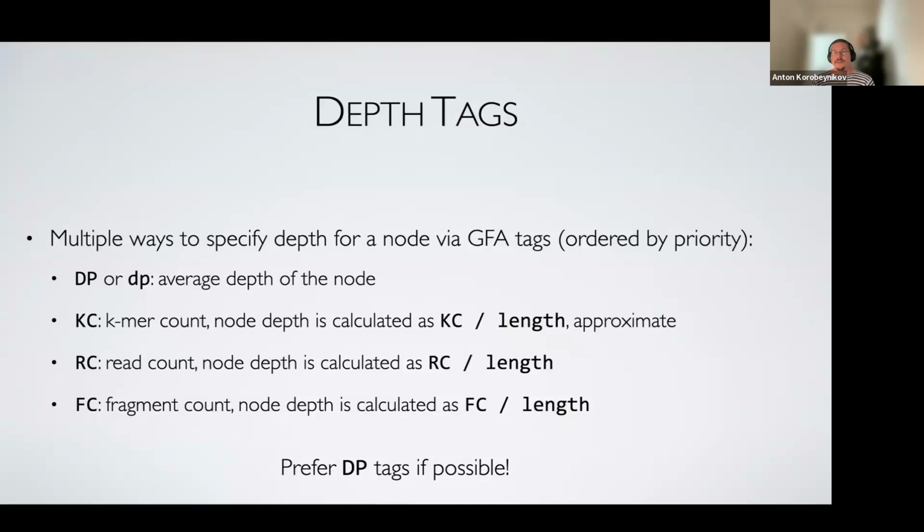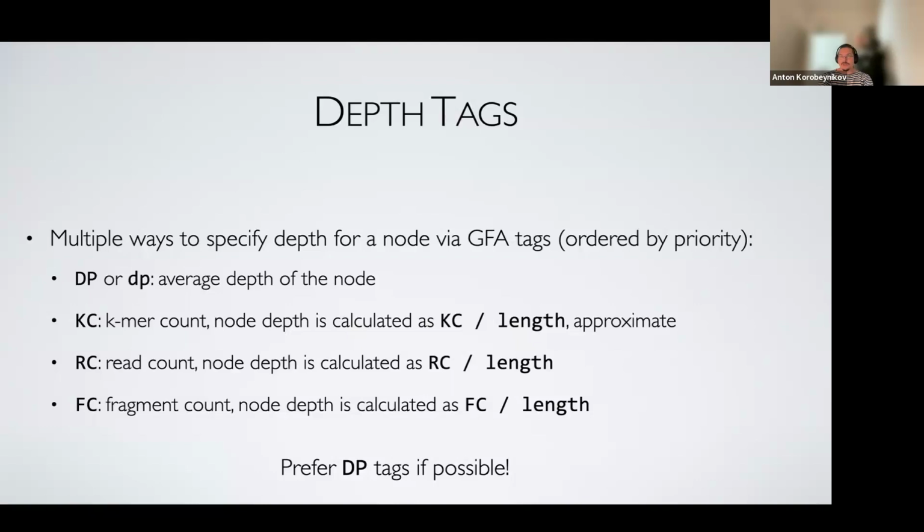One of the important things of the assembly graph is the depth. So there are multiple ways to specify depth for the node by GFA tags, and Bandage tries to use all of them. The first, the most precise one, is the DP tag, upper or lowercase. I think lowercase is for float, and it's the average depth of the node.